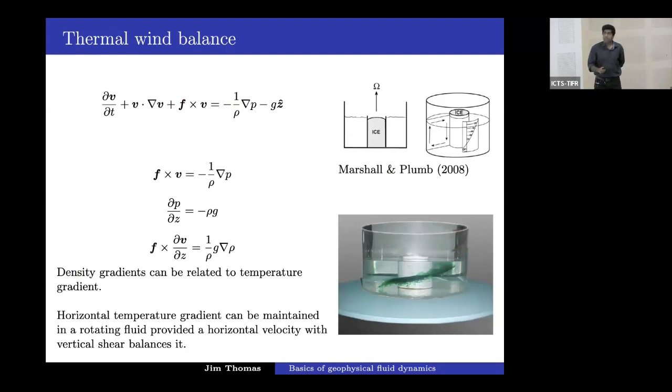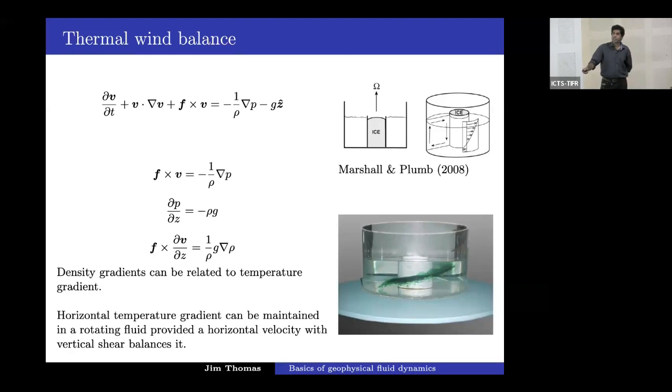Now, if we combine geostrophic and hydrostatic balance, we get what is called thermal wind balance. This is again another very important balance condition in the atmosphere and the ocean. From the equations, in the horizontal direction, we saw geostrophic balance, so the Coriolis term balances the horizontal pressure gradient. And in the vertical, we have hydrostatic balance, so the pressure gradient in the vertical direction balances the gravitational term.